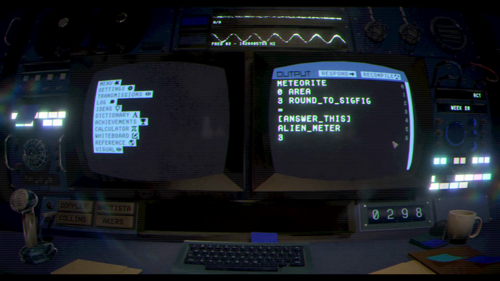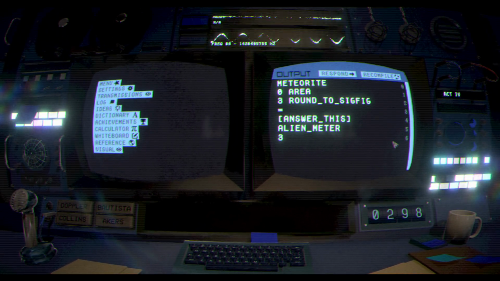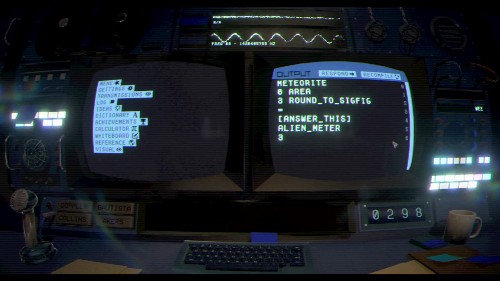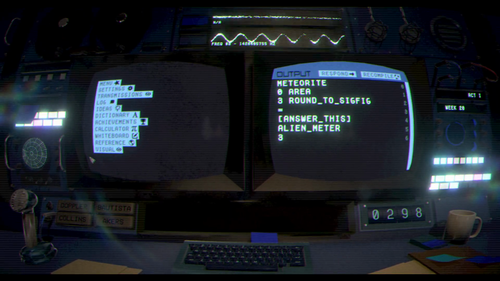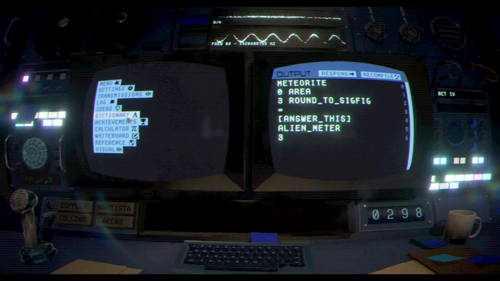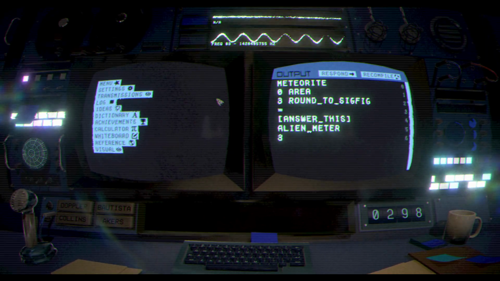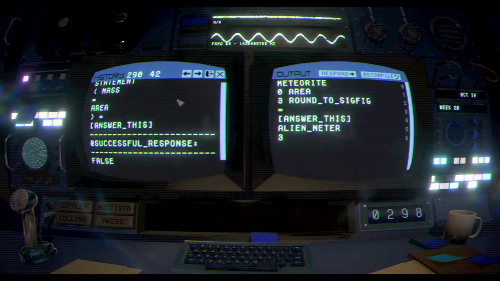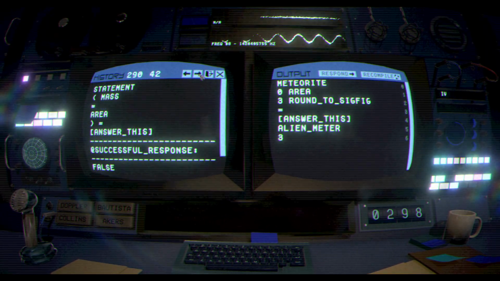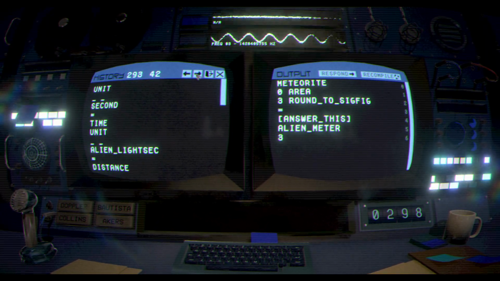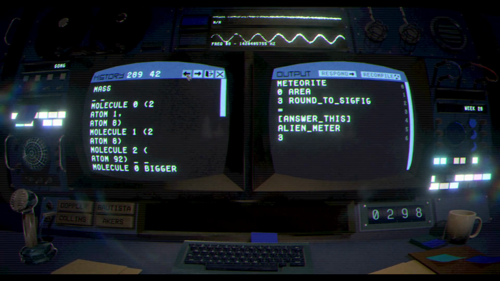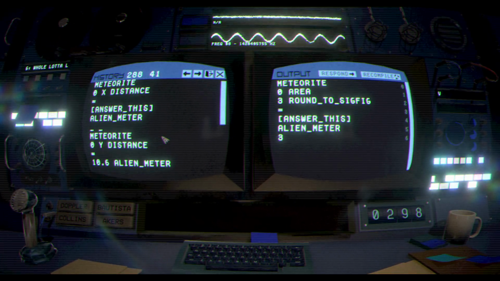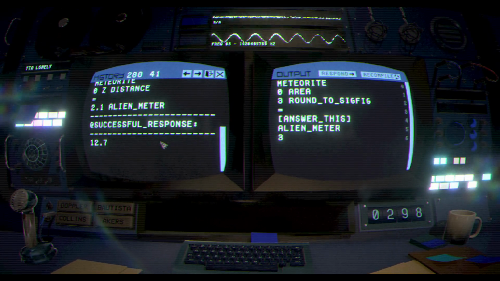So, the aliens want, within 3 sig figs, the volume of the meteor, which we can do pretty reasonably. We are going to use the setup that they gave us, because that feels like it would make for the most likely to be accurate. So we're going to do 10.6, 2.1, and 12.7.